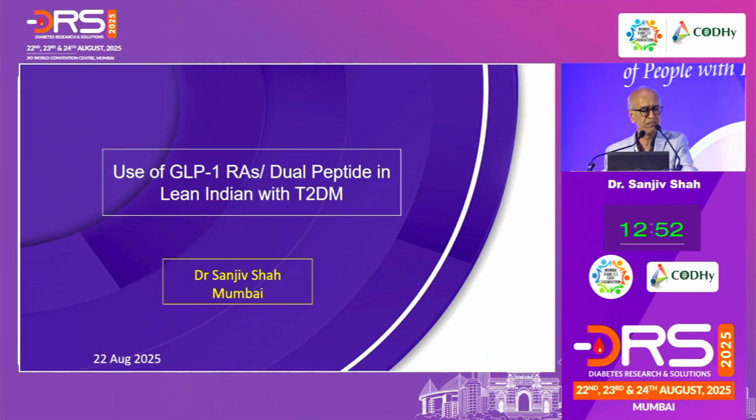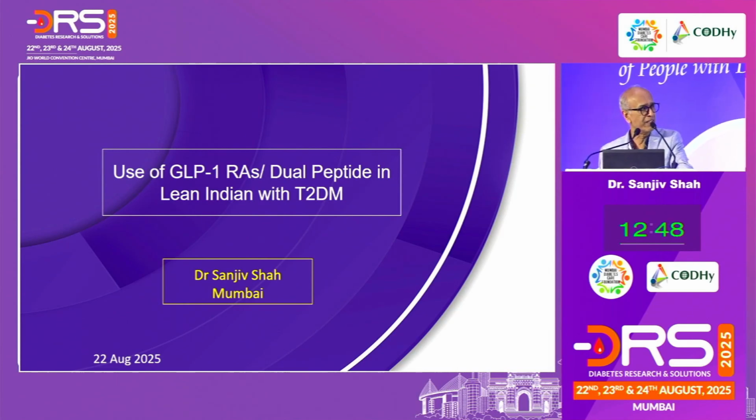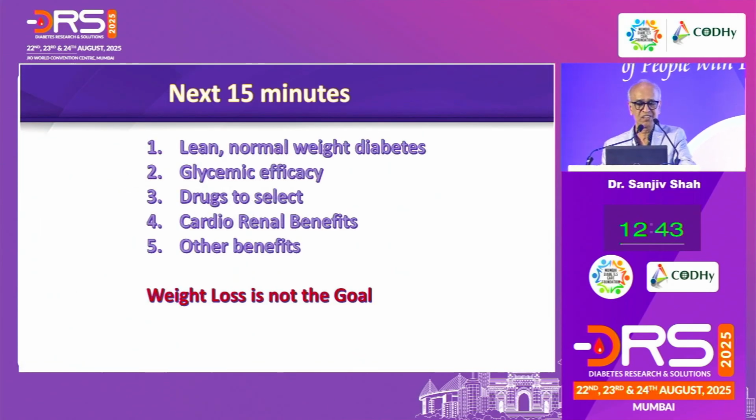My subject is using GLP1RA and dual peptide in lean Indian type 2 diabetics. What I am going to address in the next 15 minutes is what is leanness or a normal weight, glycemic efficacy, which is a big challenge in the diabetes clinic for the majority of our patients, and drugs to select out of the GLP-1 class. We have more than half a dozen molecules, cardiorenal benefits, and other benefits.